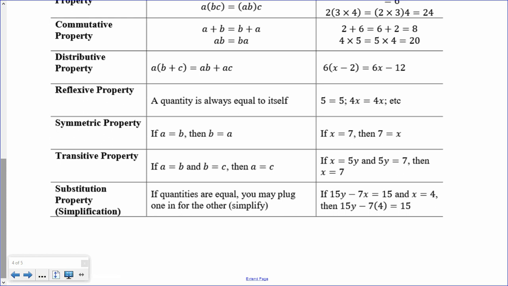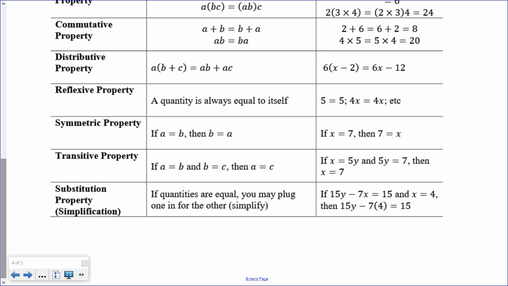These reflexive and symmetric properties are easy to confuse. The reflexive property is when something is identical to itself. So like 4 is equal to 4, or X is equal to X, or segment AB is equal to segment AB. When it's equal to itself, it's a reflexive.